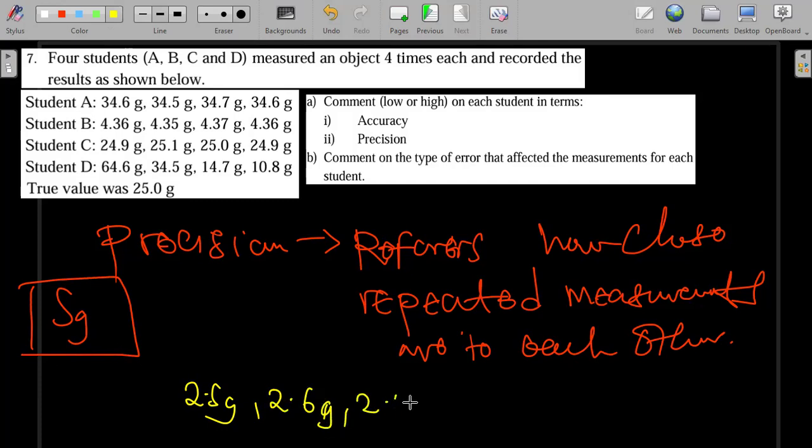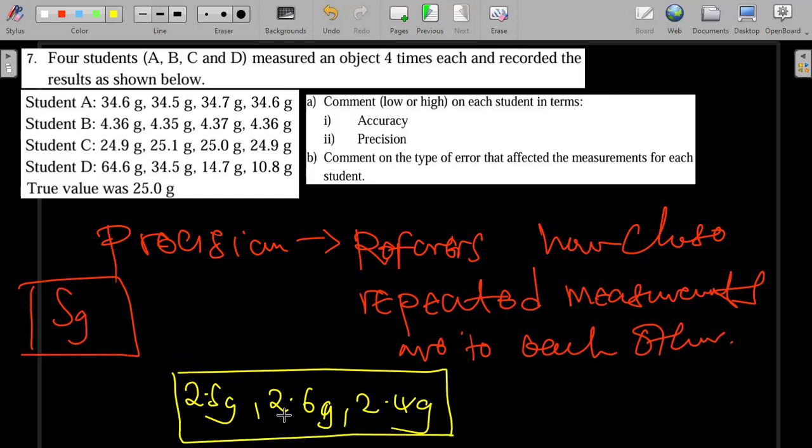I get 2.4 grams. So we see that the measured values here are not anywhere near the true value. Okay, but they are closer to each other. So we're going to say these measurements here are what? Precise. Okay, but are these measurements accurate? No, because they are far away from the true value. But they are precise because they are closer to each other.